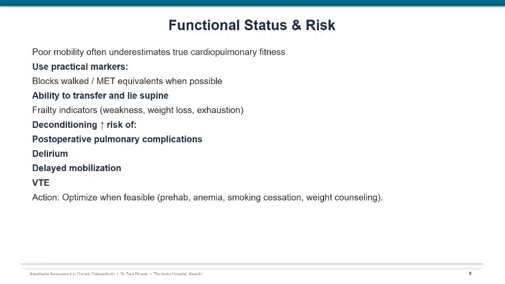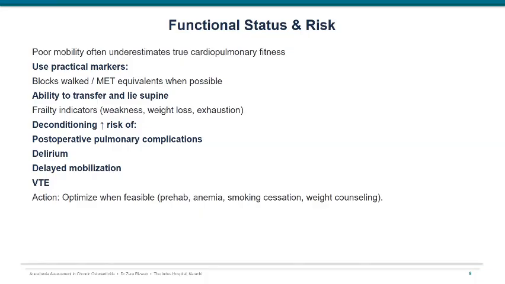For functional status and risk: if there is poor mobility, as we know, most of the patients are limited because of their chronic condition. They are unable to move around. So we need to use practical markers for assessment of their mobility. Most of the times their METs are masked because of their mobility. So we need to assess whether they can climb up the stairs, how many blocks they can walk. So we need to assess their METs equivalent when possible.